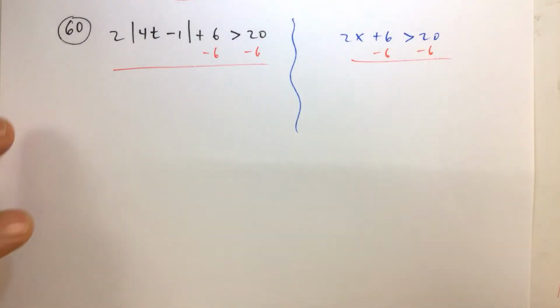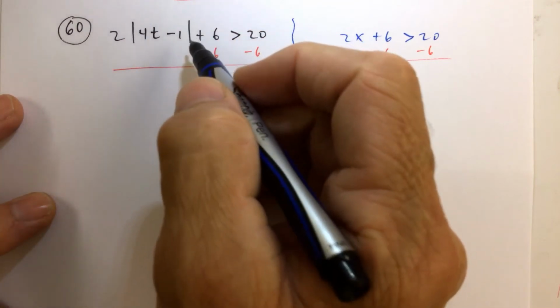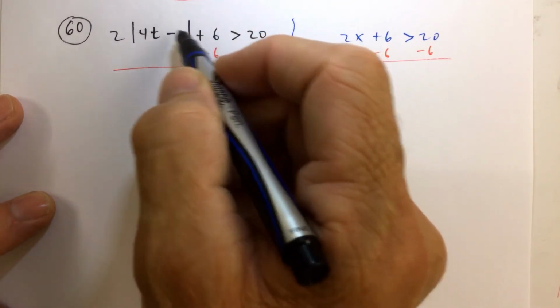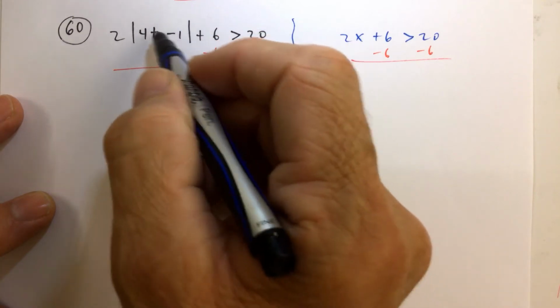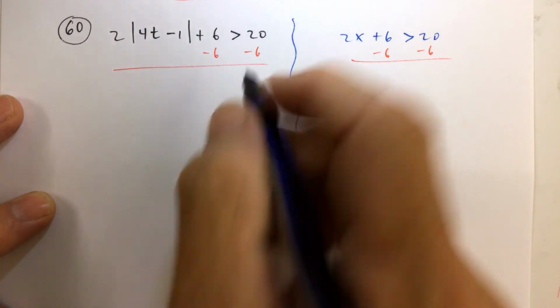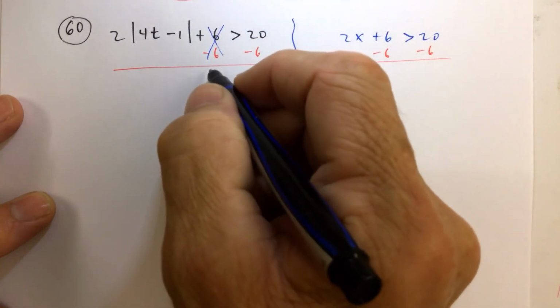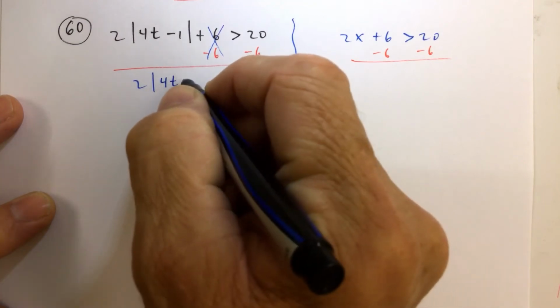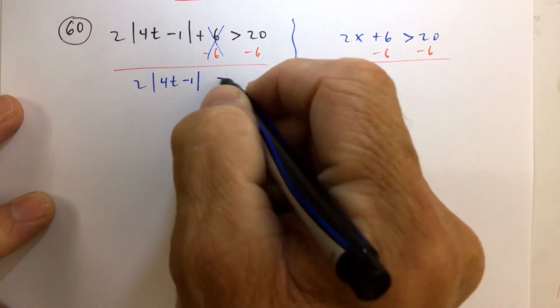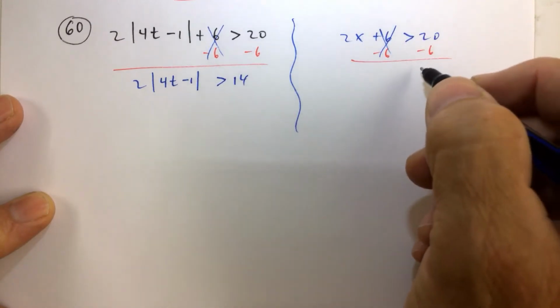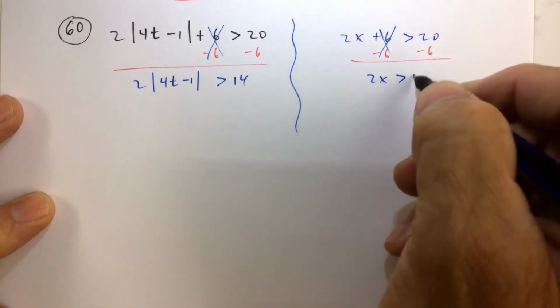And when we do that, remember, when we have absolute value bars, we cannot manipulate what's inside. You can only change what's inside or move around what's inside once the bars are gone. So anyway, the 6 minus 6, that's 0, and we're still left with 2 times the quantity absolute value of 4t minus 1, and that's greater than 14. Over here, the 6 minus 6 would cancel, and we'd get 2x is greater than 14.